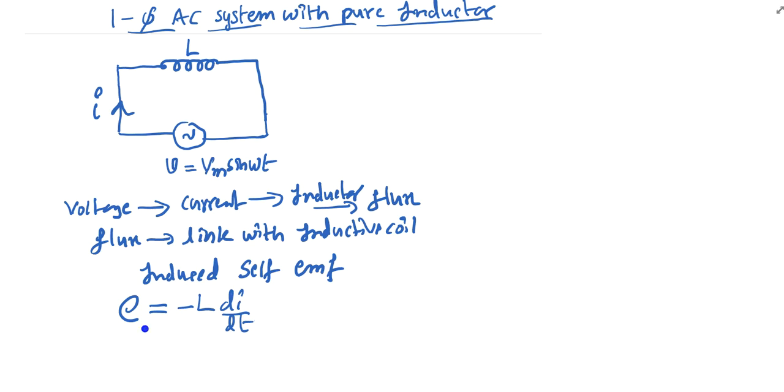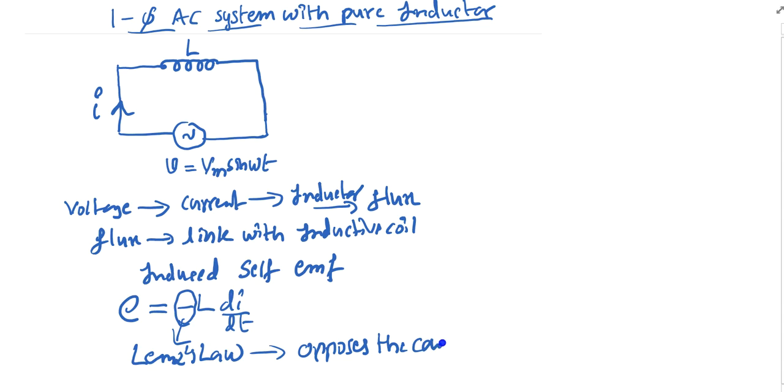As of now, you just remember the EMF induced in this inductive coil is equal to minus L di by dt. What is meant by this negative polarity here? This polarity is given according to Lenz's law. So what is Lenz's law? Lenz's law always opposes the cause. It will oppose the cause.